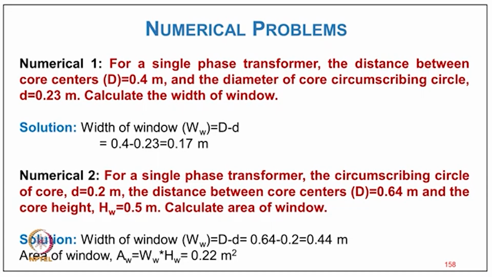Numerical 2: for a single phase transformer, the circumscribed circle of the core d equals 0.2, the distance between the cores is 0.64, and the core height is 0.5. Calculate the window area. The solution is: width of the window is D minus d, so 0.64 minus 0.2, and area of window is W into Hw, that is 0.2 into 0.5.